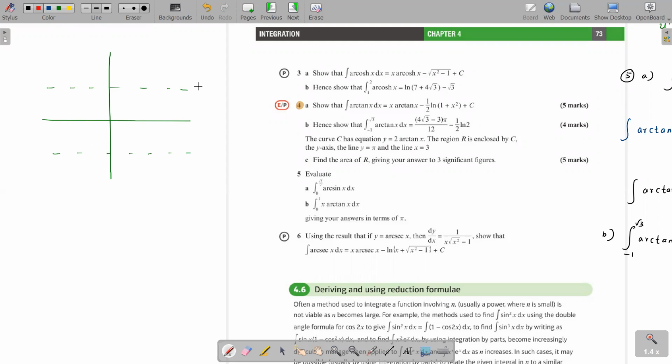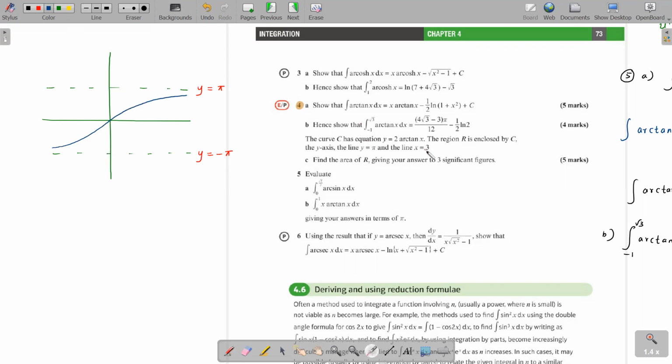So which means your asymptotes are now at where? y equals pi and minus pi. The pi over 2 is the original asymptote in the arctan graph, and because you multiply it by 2, they become pi and minus pi. Okay, and then the graph was something like this, right?